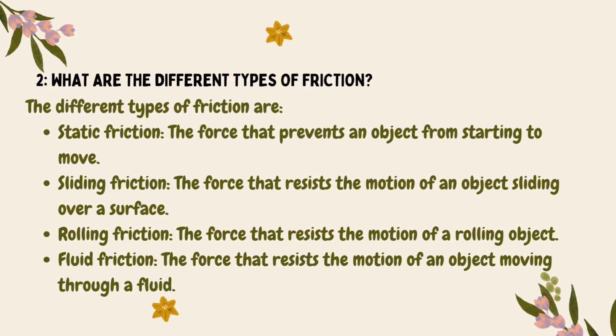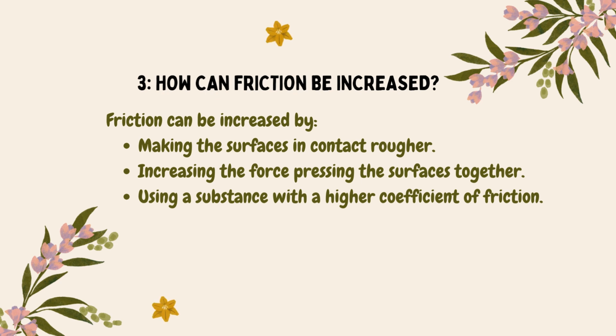2. What are the different types of friction? The different types of friction are static friction, the force that prevents an object from starting to move. Sliding friction, the force that resists the motion of an object sliding over a surface. Rolling friction, the force that resists the motion of a rolling object. Fluid friction, the force that resists the motion of an object moving through a fluid.